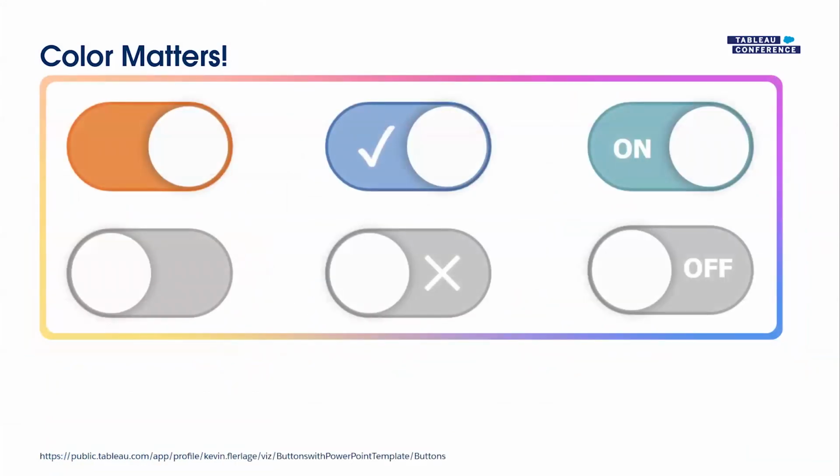Here's some toggles, and the type on the left is what I see most in the wild, not just in Tableau workbooks, but all over the web. It's just a toggle switch with a difference in color to presumably show on versus off. Every single time I look at a toggle like this, I need to think through it. Like, wait, is this on or off by default? And then I need to click it a few times to figure that out.